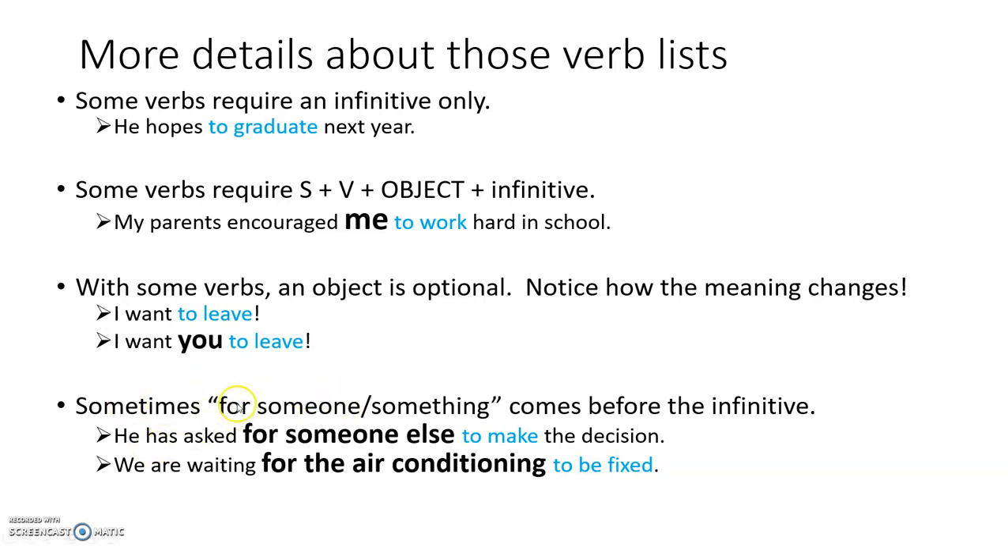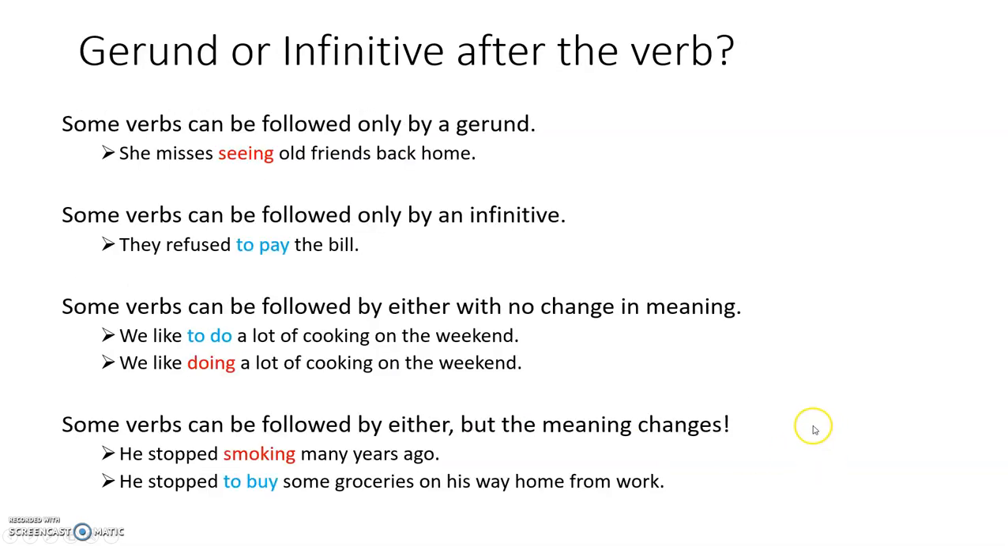Sometimes you see for someone or for something which comes before the infinitive. He's asked for someone else to make the decision. We are waiting for the air conditioning to be fixed. So for somebody or something, and then the infinitive is in the blue. So one of the biggest questions when students write sentences is to know, do I need to use a gerund or an infinitive after my verb in this sentence?